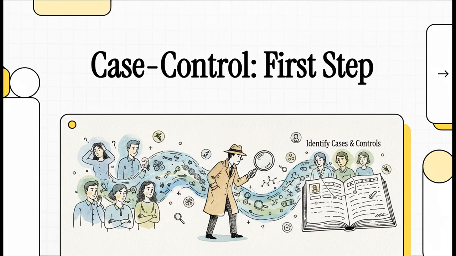Okay, picture this. In a small town, a handful of people suddenly get sick with some mystery illness. No one knows why. So, where do you even begin to look for the cause? Well, it turns out medical detectives have a very specific playbook, and it all starts with one crucial move. And today, we're going to crack open that very first step.